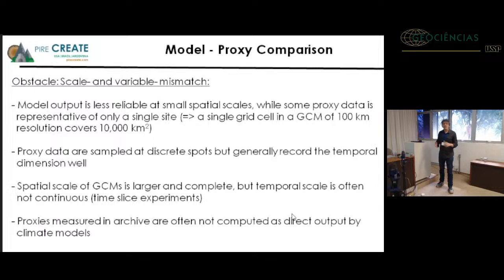And finally, models usually don't give you the variable that you're measuring in your speleothem. If you're working with trace elements, the model is not going to spit out the strontium-calcium ratio for you. Right? So you're going to have to take something from the model that you think your proxy is sensitive to and somehow link them up. And I'll talk a little bit more about that in just a little bit.